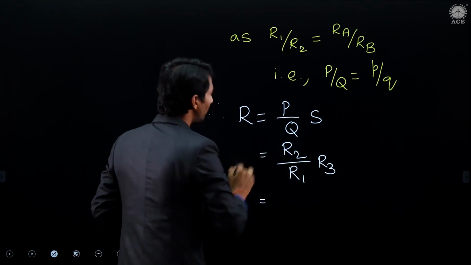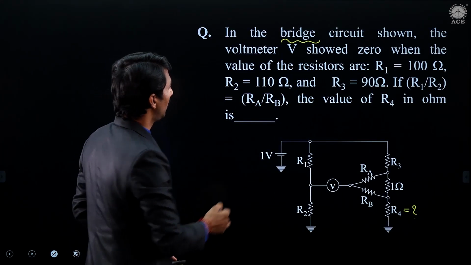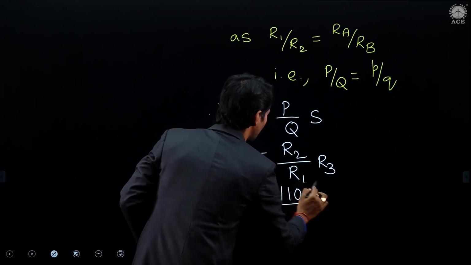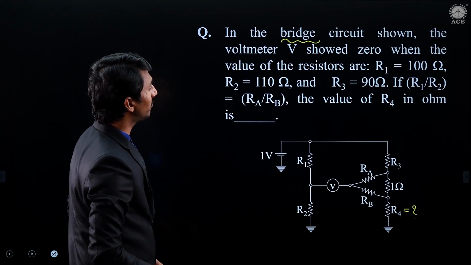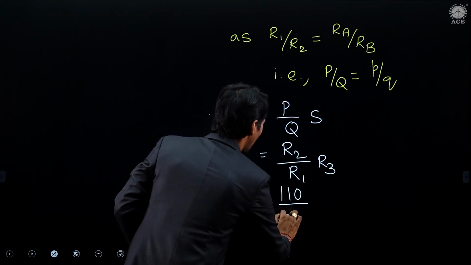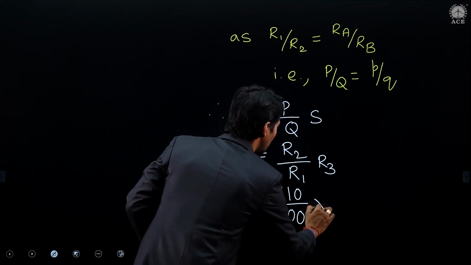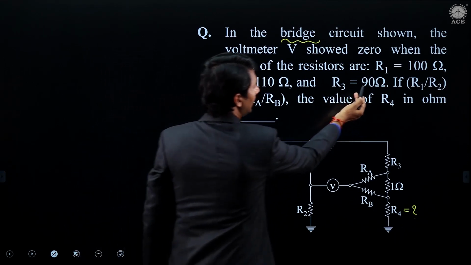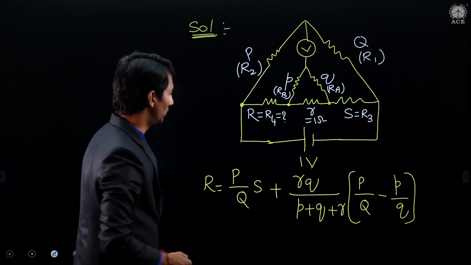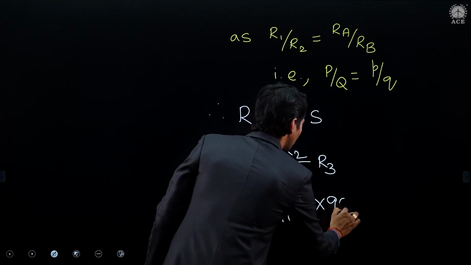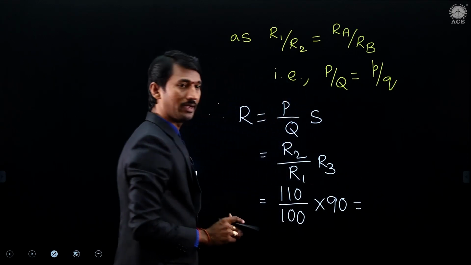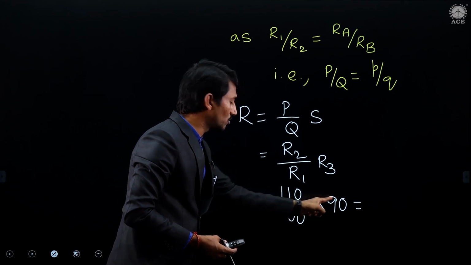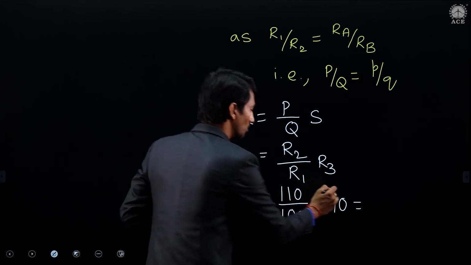Sir, what is R2 he has given? R2 as 110. By, what is R1? 100. R1 is 100 into. Sir, what is R3? R3 is 90 ohm. So therefore, 110 by 100 into 90. You will be getting which value? So therefore, simply 99 ohms.